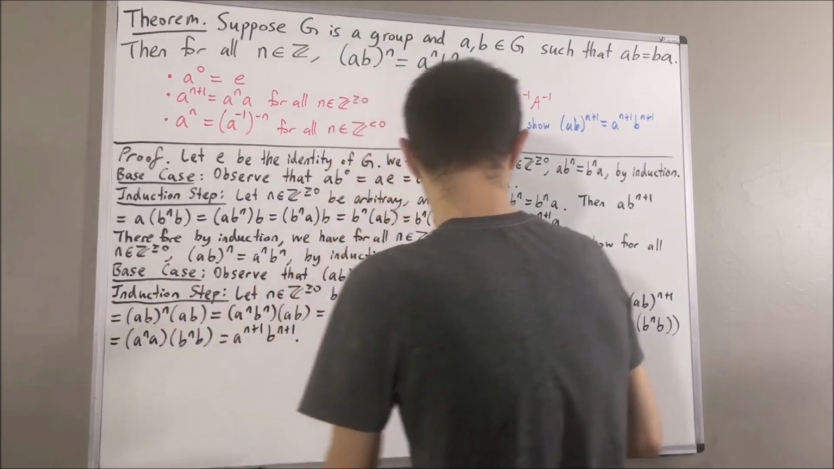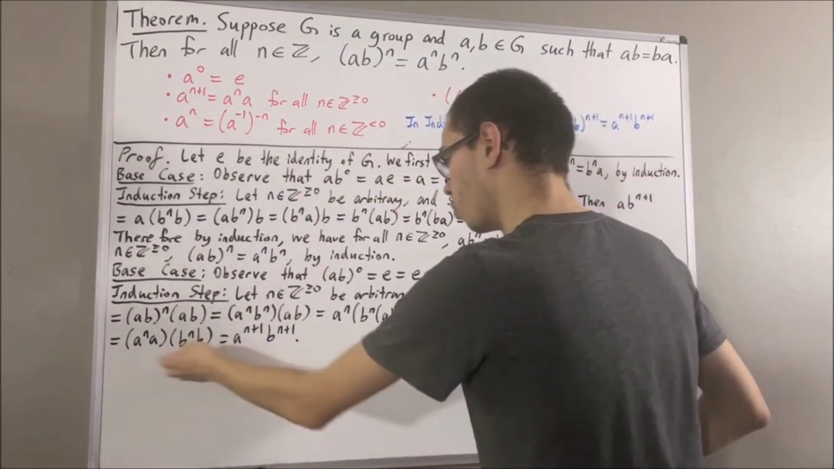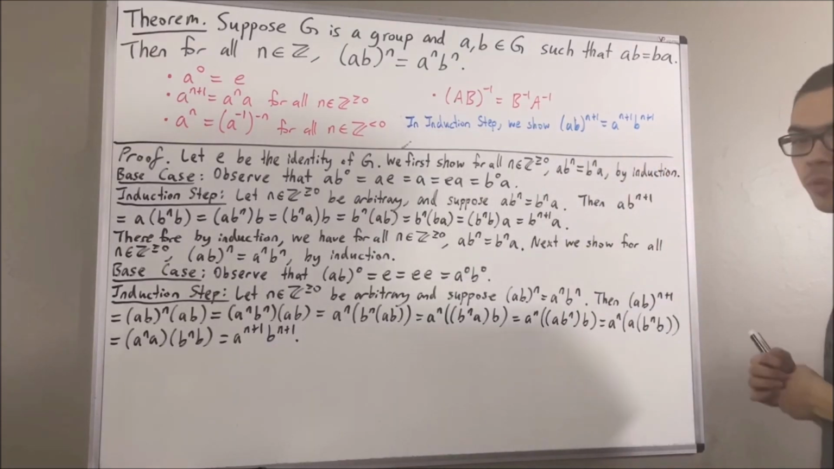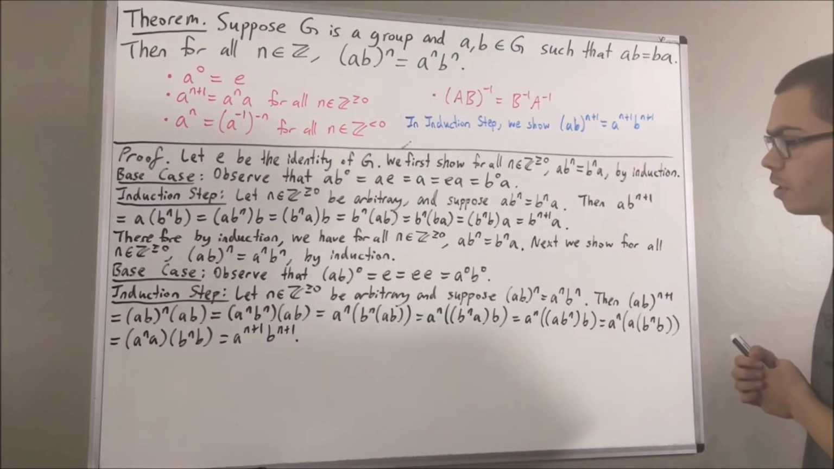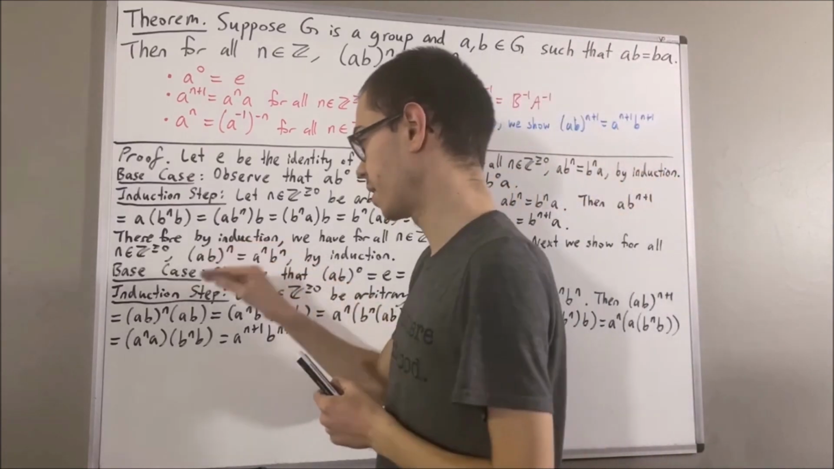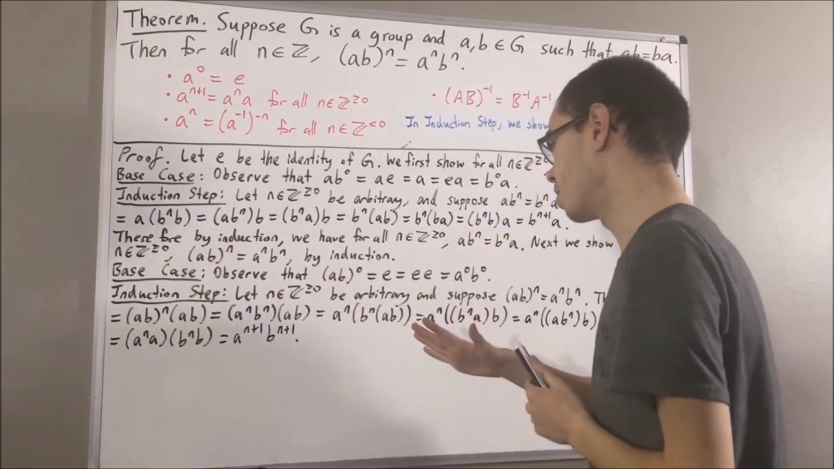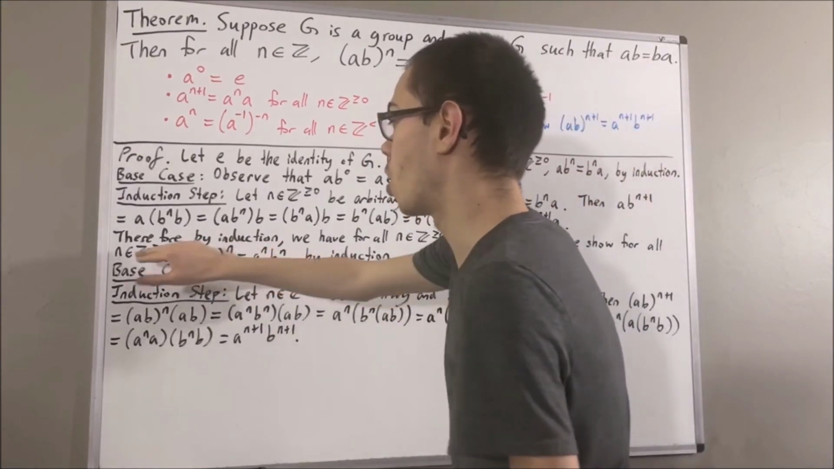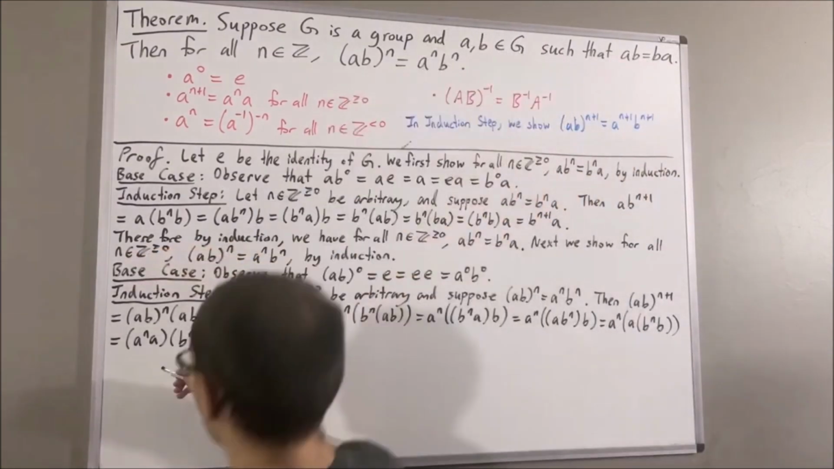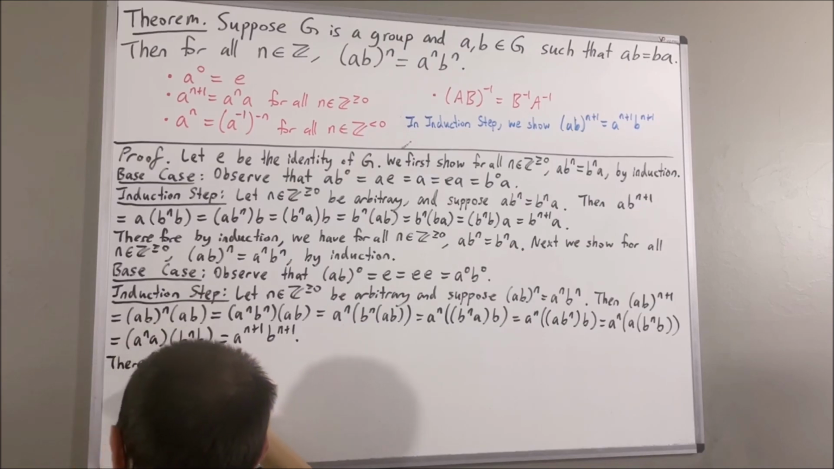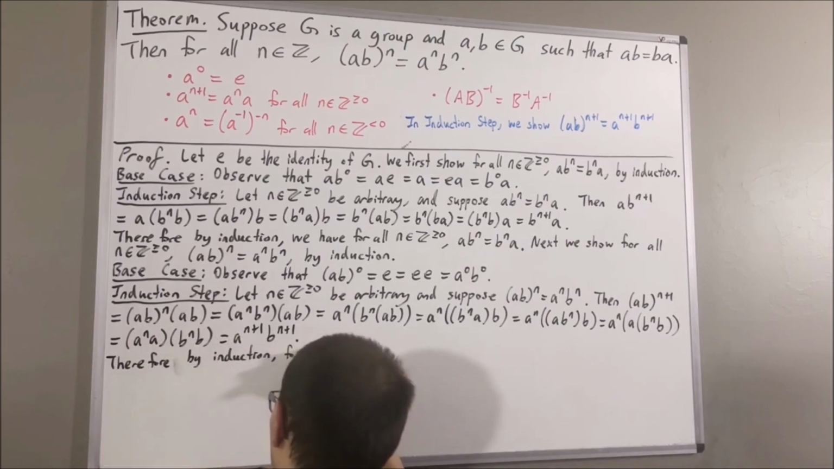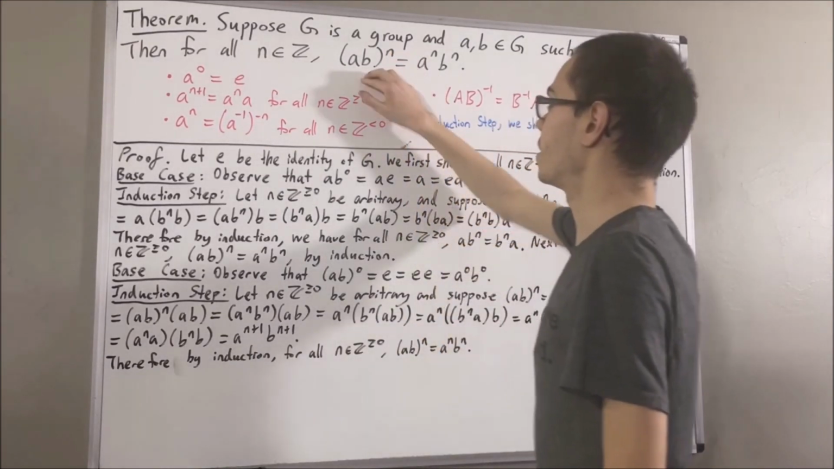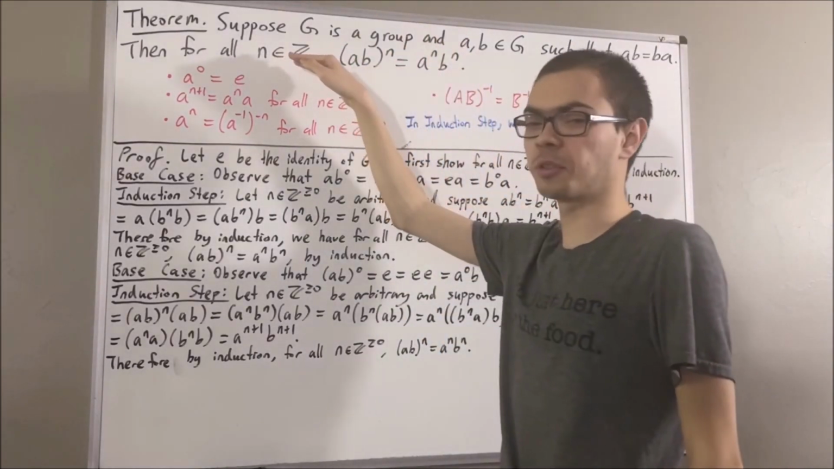So, through this chain of equalities, we have established that these two are equal. So, this completes the induction step. Because we've completed both the base case and the induction step, this shows by induction that this equality holds for all integers greater than or equal to 0. So we have proven that this equality is true for all integers greater than or equal to 0.